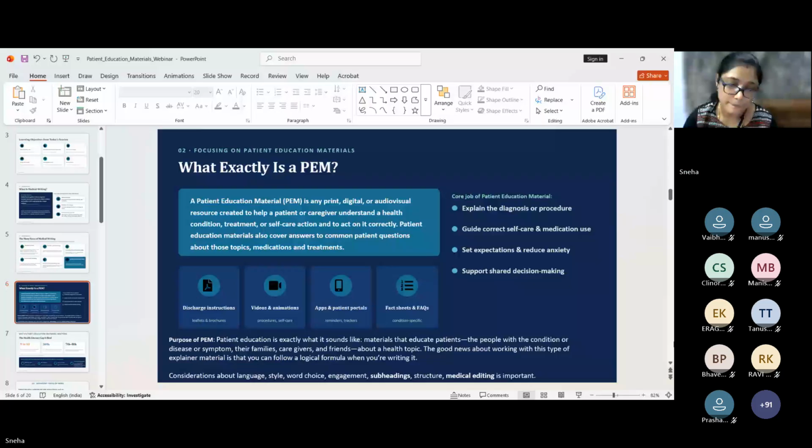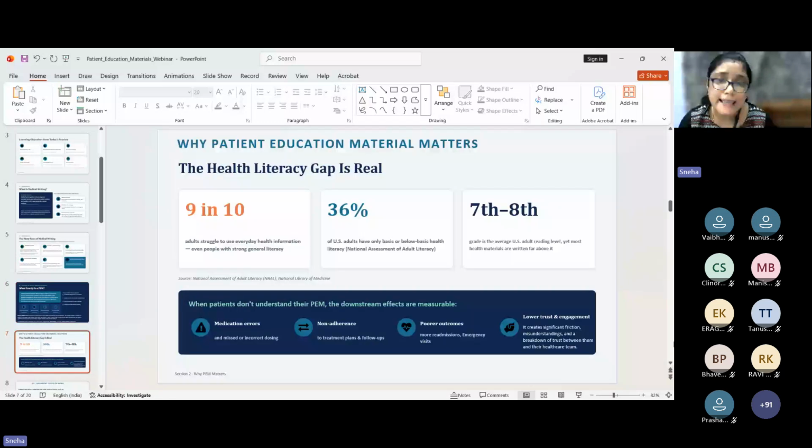So now, why does patient education material matter? The health literacy gap is real. At least 9 in 10 adults struggle to use everyday health information, even people with strong general literacy. So, someone who is literate but still struggles to understand medical terminologies. It is for them. Patient education material is to bridge the gap between health literacy and the common people, the layman.